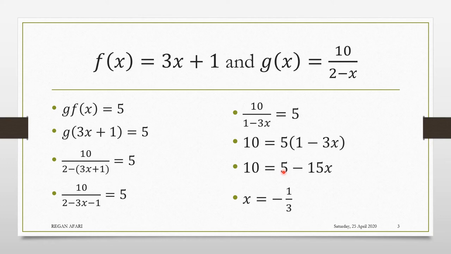So we expand this bracket and then solve for x. When we expand, we have 10 is equal to 5 minus 15x. We solve for x and then we get x to be equal to negative 1/3. So the solution of this gives x is equal to negative 1 over 3.